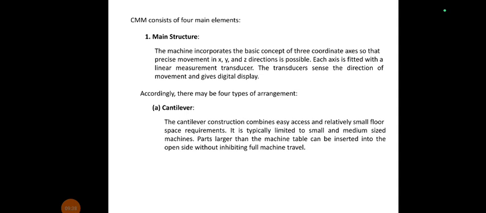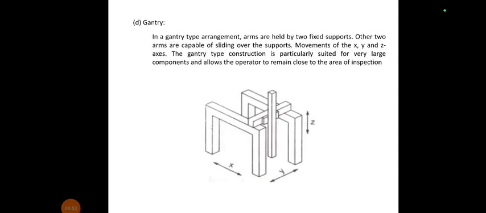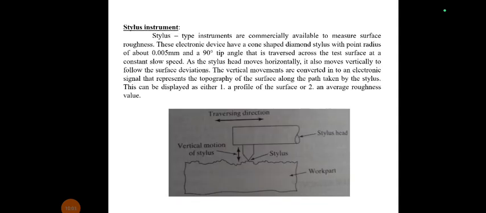First one is the cantilever. So what is the cantilever? The cantilever construction allows easy access and requires relatively small floor space. Next one, bridge type. Next one, column type. Next one, gantry. These are the four types. A fifth type is also available, that is the horizontal.